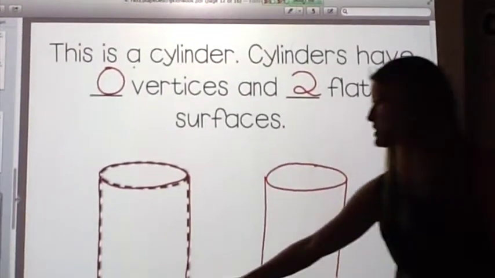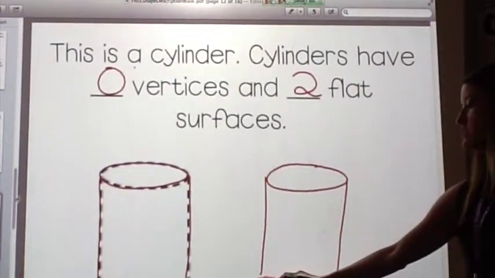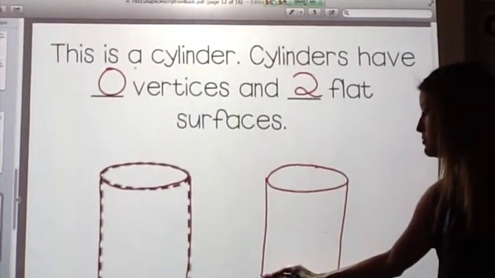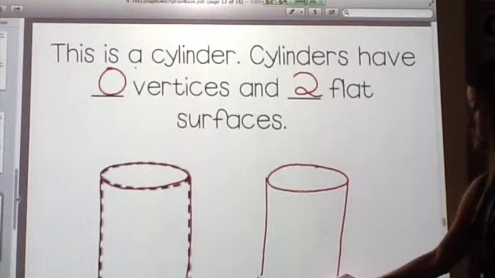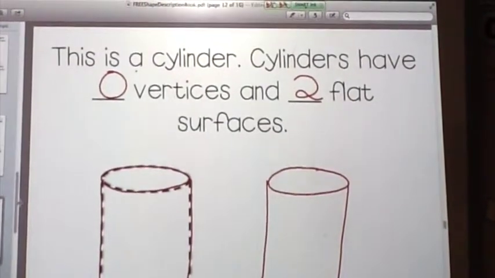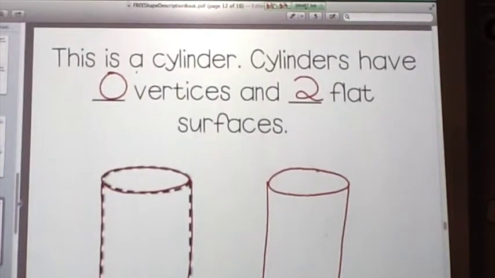And now like we did in tracing, make sure that you're giving just a little bit of a smiley curve down here. Not too big, just a little bit. So go ahead and meet those two sides right there with a little bit of a curve. And that's your cylinder.